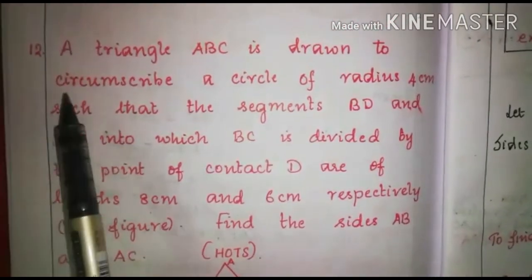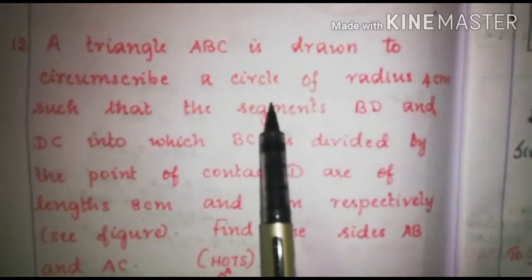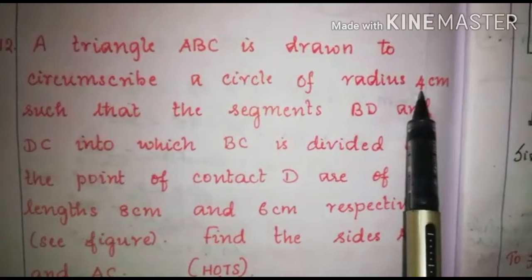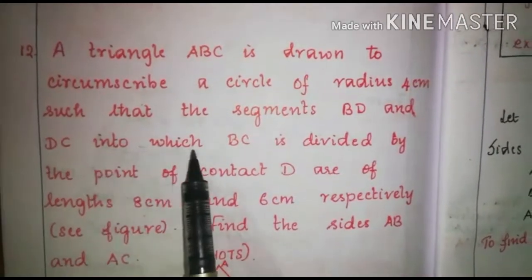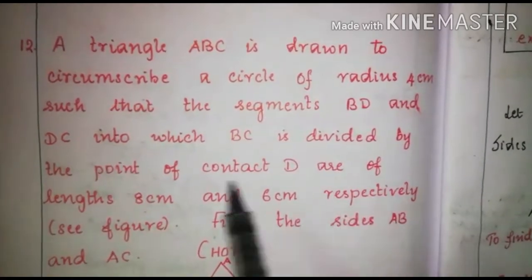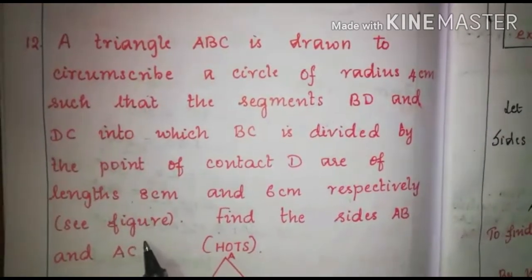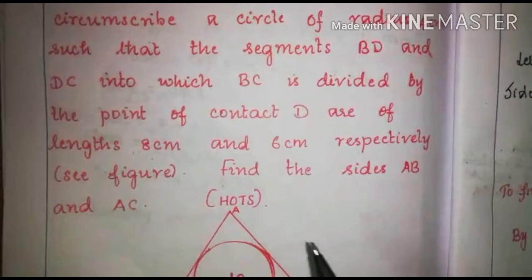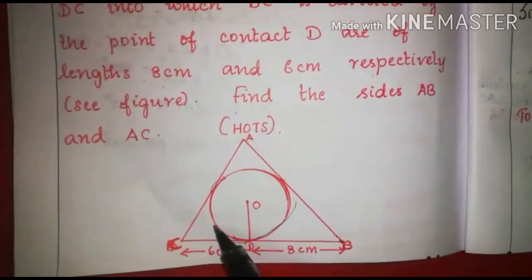Coming to the 12th question: a triangle ABC is drawn to circumscribe a circle of radius 4 cm such that the segments BD and CD, into which BC is divided by the point of contact D, are of length 8 cm and 6 cm respectively. See the figure. The figure is given in the question. So this is a triangle ABC that circumscribes a circle.